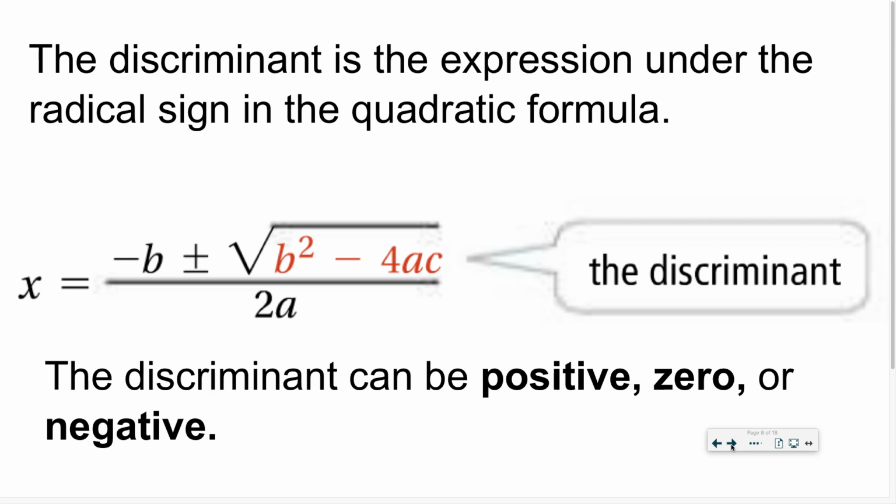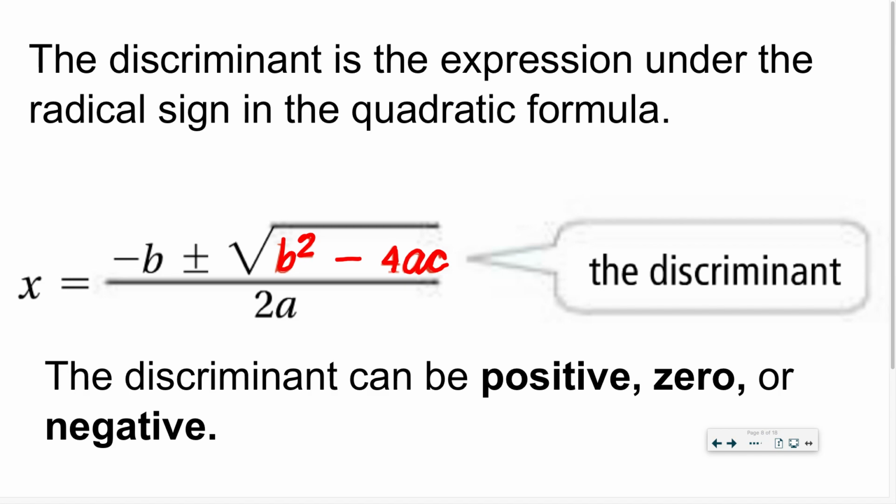So this is the discriminant. And I'd like for you to write pretty much this whole page. The discriminant is the expression underneath the radical sign in the quadratic formula. It's this b squared minus 4ac value. That is the discriminant. And when you calculate it, it could be a positive number, a negative number, or 0.